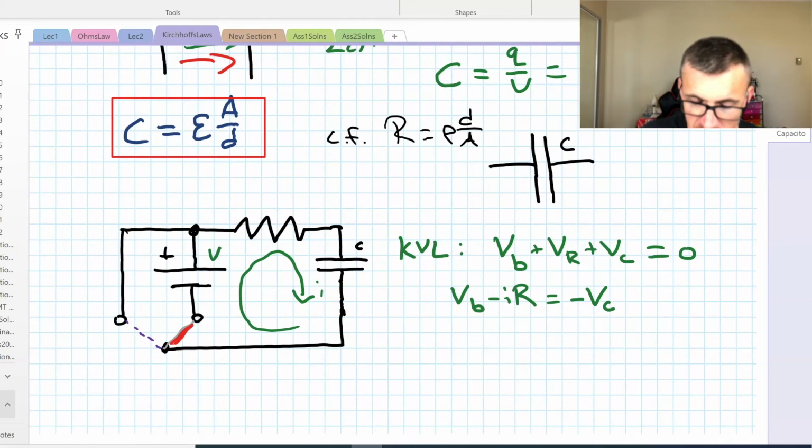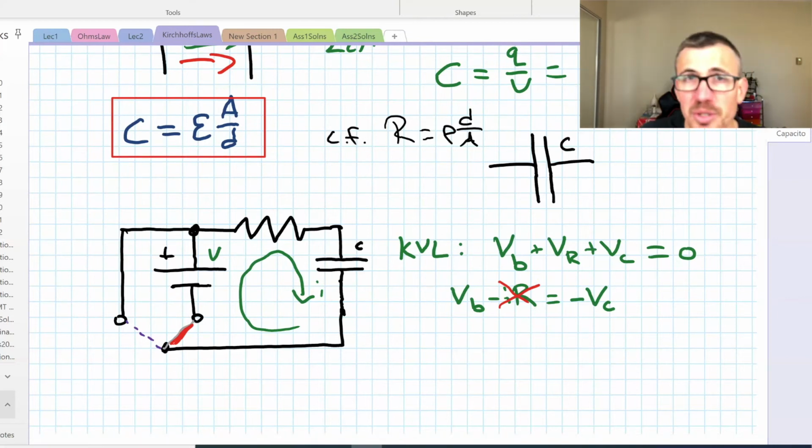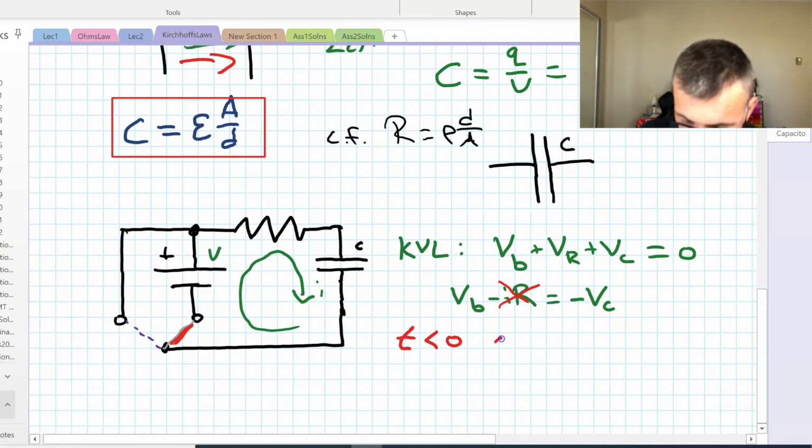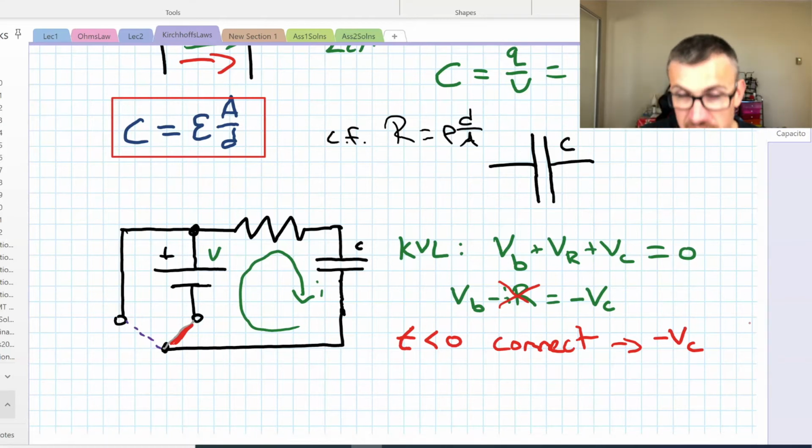But we're going to work in the so-called steady state. We'll turn it on and we'll wait for all the electrons to go through and sit on that capacitor such that the voltage of the capacitor completely balances that of the battery, and we have no more current. Well, in that case, we have the voltage on the capacitor is equal and opposite to that of the battery. So let's pretend we just did that. For all times less than some arbitrary t equals 0, we connect the battery to the point where we have negative VC. We have negative VC across that capacitor there. So let's say we've done that.